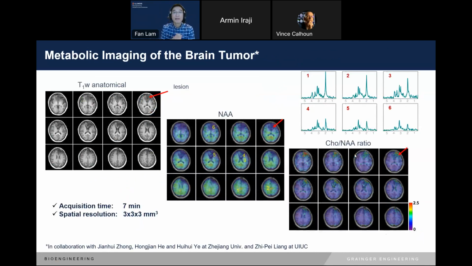We also have some preliminary translational effort with this early phase of SPICE development, and we can image brain tumor patients with very, very high resolution. In this case, we can achieve, again, isotropic 3 mm resolution in less than 7 minutes. This is in collaboration with Zhejiang University. We show that this high resolution capability really helps us highlight the tumor region much better, identified by this elevated choline to NAA ratio. If you were to acquire this level of resolution with the clinical scan, it would take you hours to generate such data.